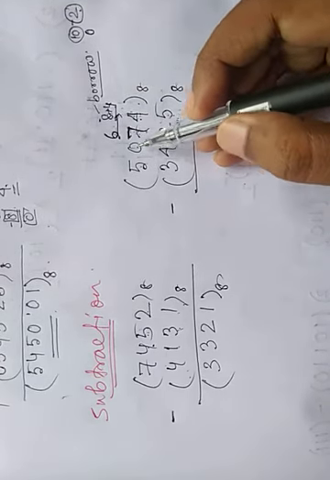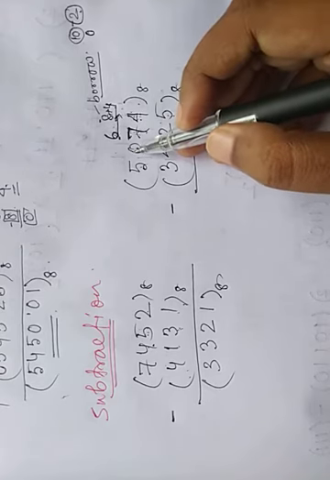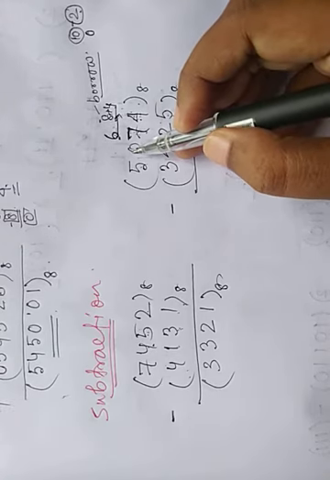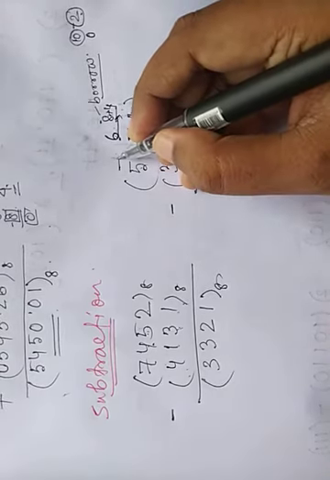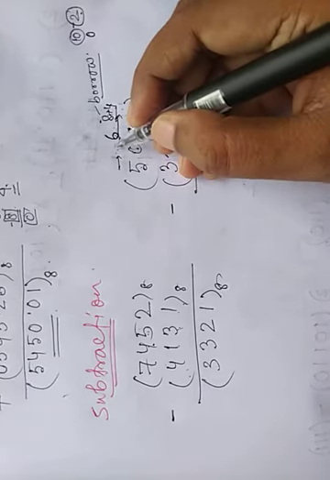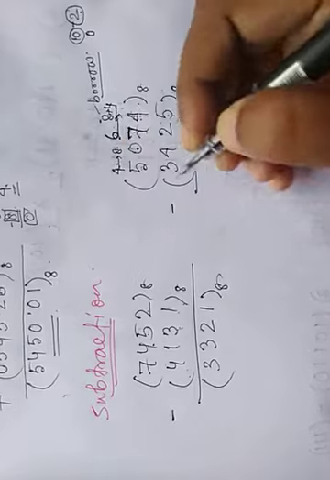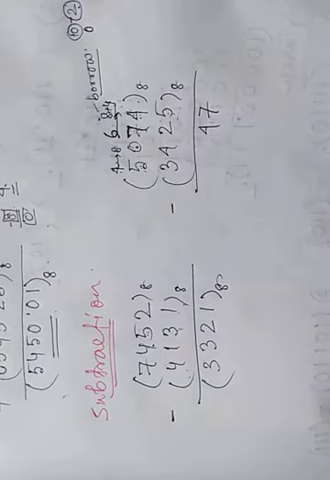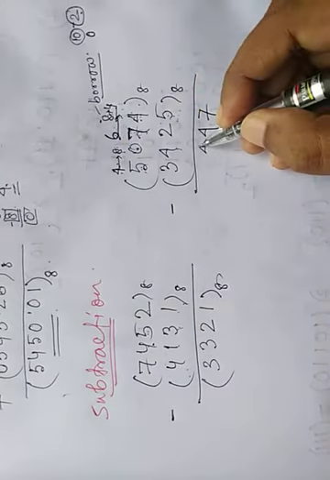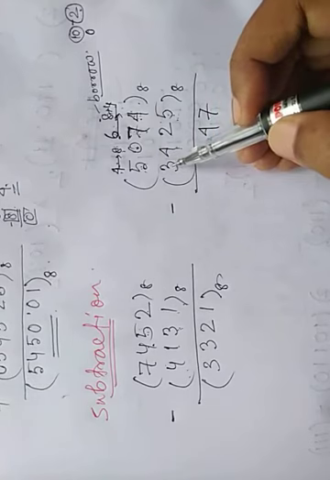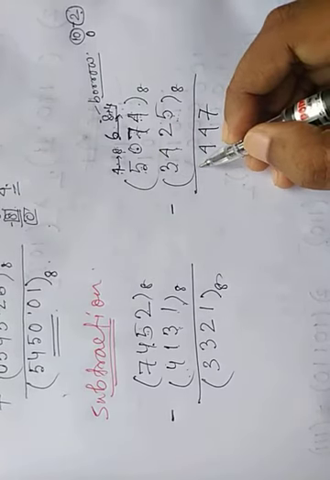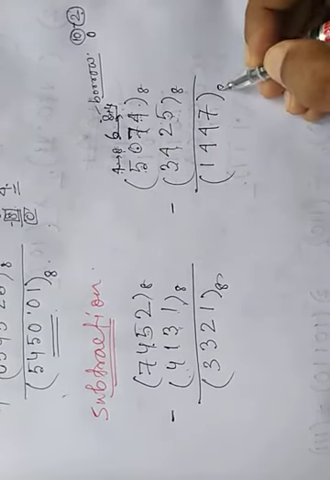Again here comes 0 minus 4. So 0 is smaller, so we have to take 8 from here. So here I am taking 8, and 8 plus 0 becomes 8, and 5 changes to 4. So 8 minus 4 is 4, and 4 minus 3 is 1.